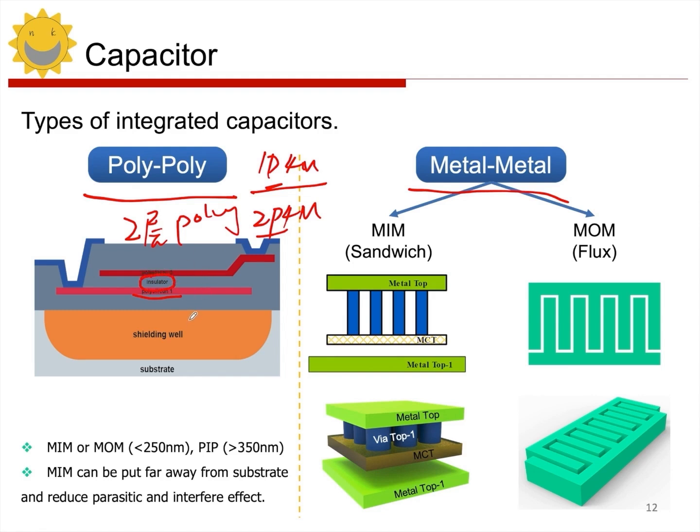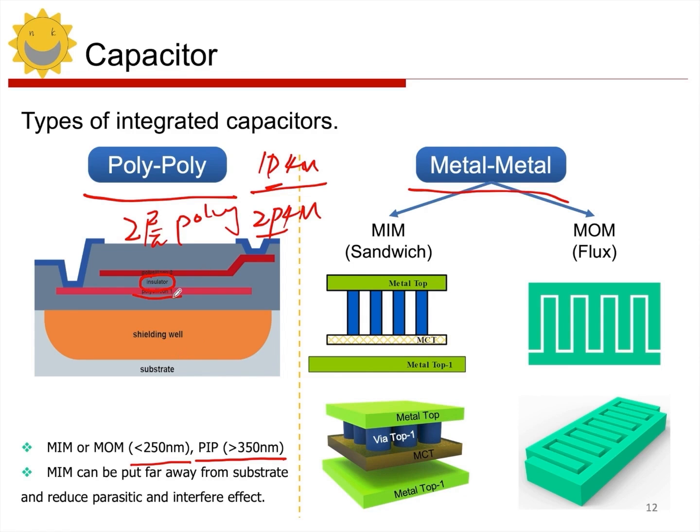A poly capacitor. But this type of capacitor is generally used in processes with relatively larger feature sizes. Usually, you'll find poly capacitors in processes of 0.35 micrometers and above, and below 0.25 micrometers, currently, we mainly have metal-to-metal capacitors. So, compared to that, what issues does poly to poly have?